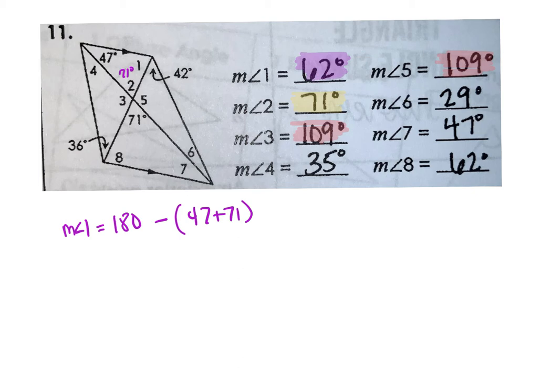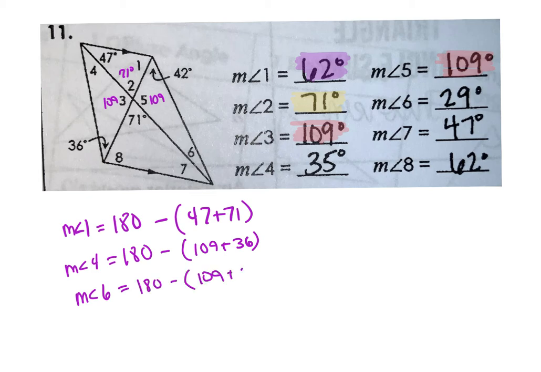Because I also know that this is 109 and this is 109, I can solve for 4 and I can solve for 6 using the same method. So measure 4 is going to be 180 minus 109 plus 36. And then the measure of angle 6 is going to be 180 minus 109 plus 42.